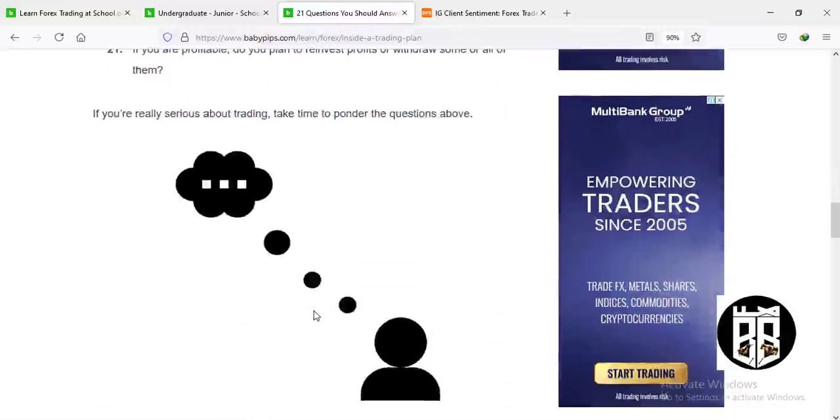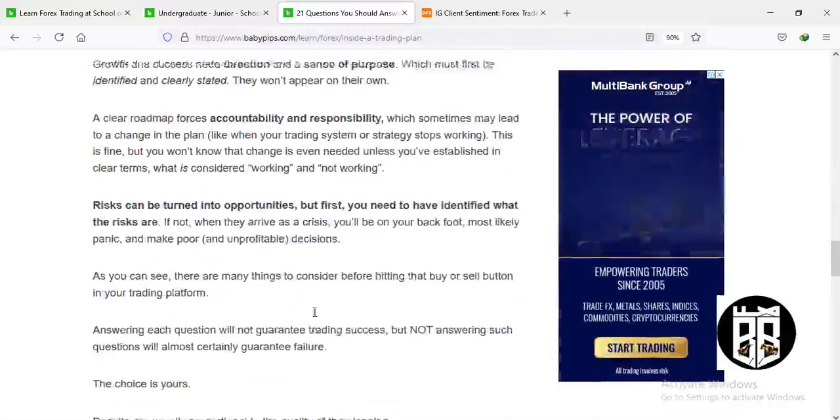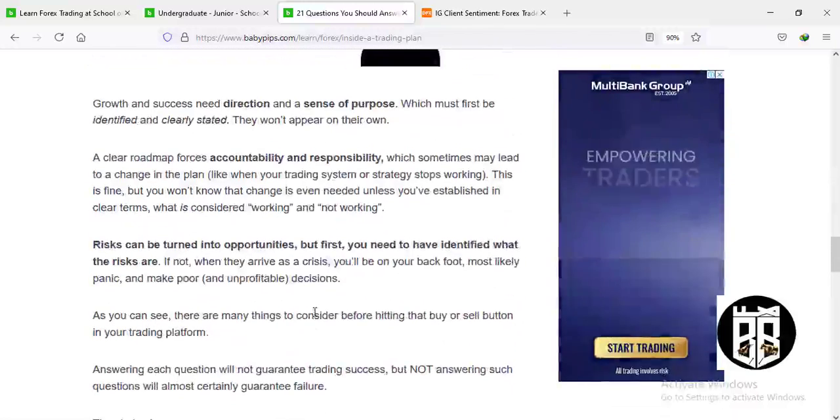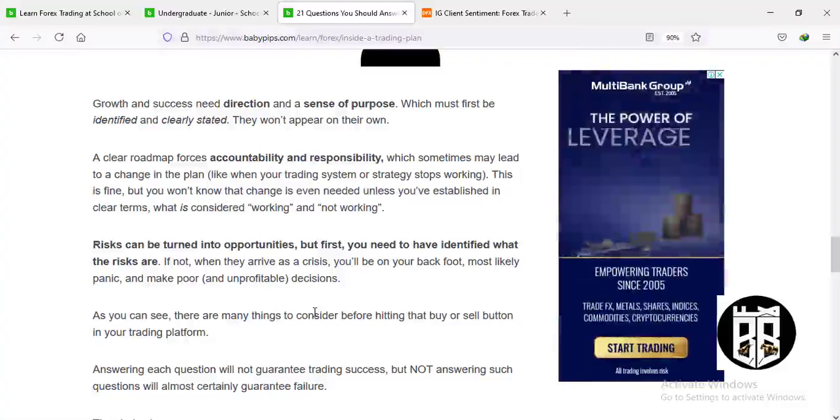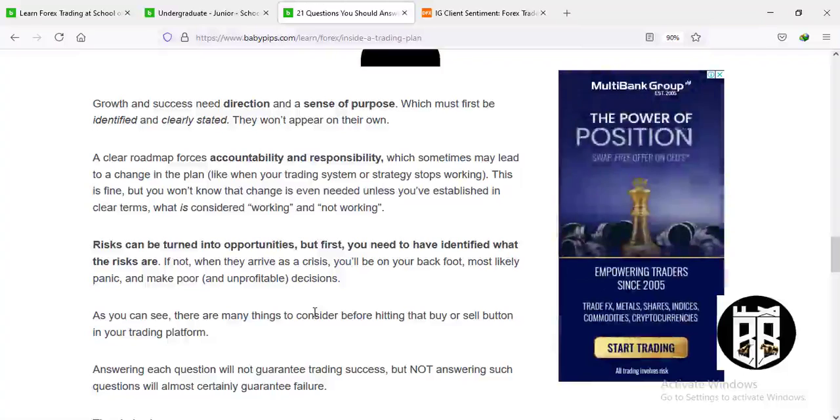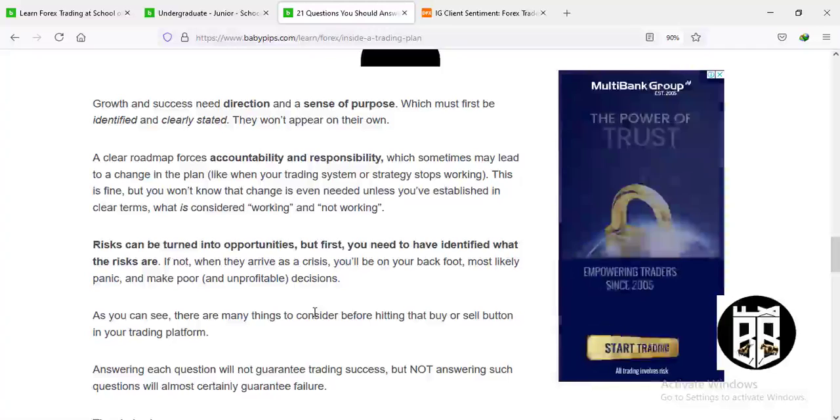It's important to find answers to these questions. You know why? Because growth and success need direction and a sense of purpose. You must first be identified and clearly stated.